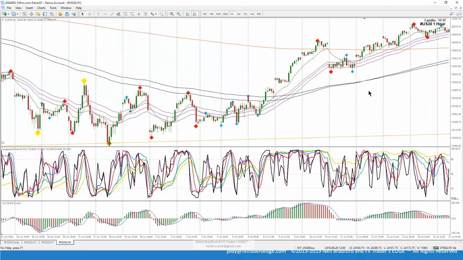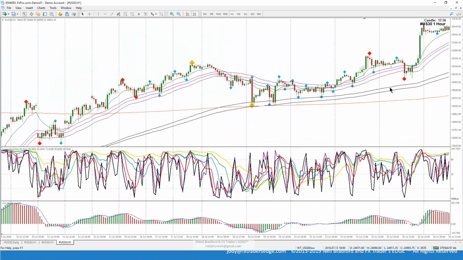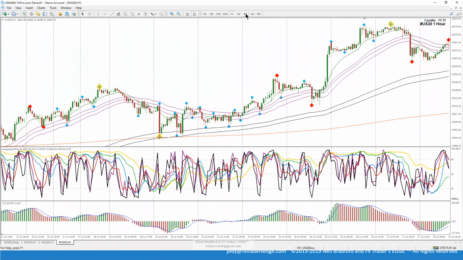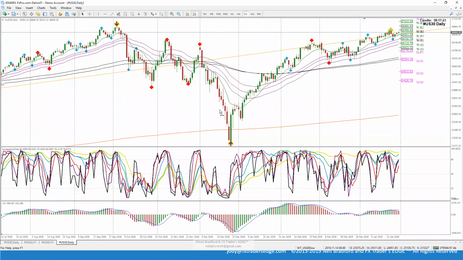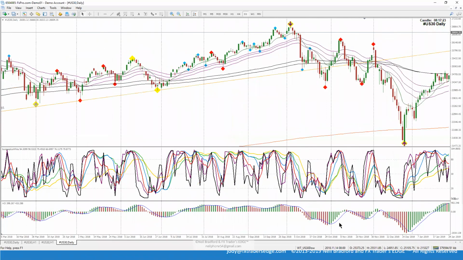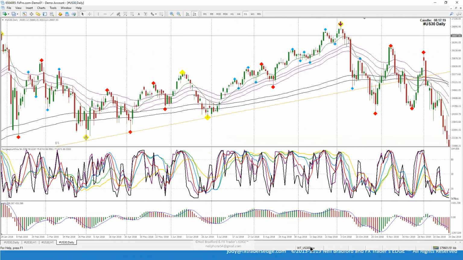Oh, I can't go that far back on the hourly. My apologies. I don't have enough candles on my chart. We'd have to do it somewhere else. Let's move to a different pair.